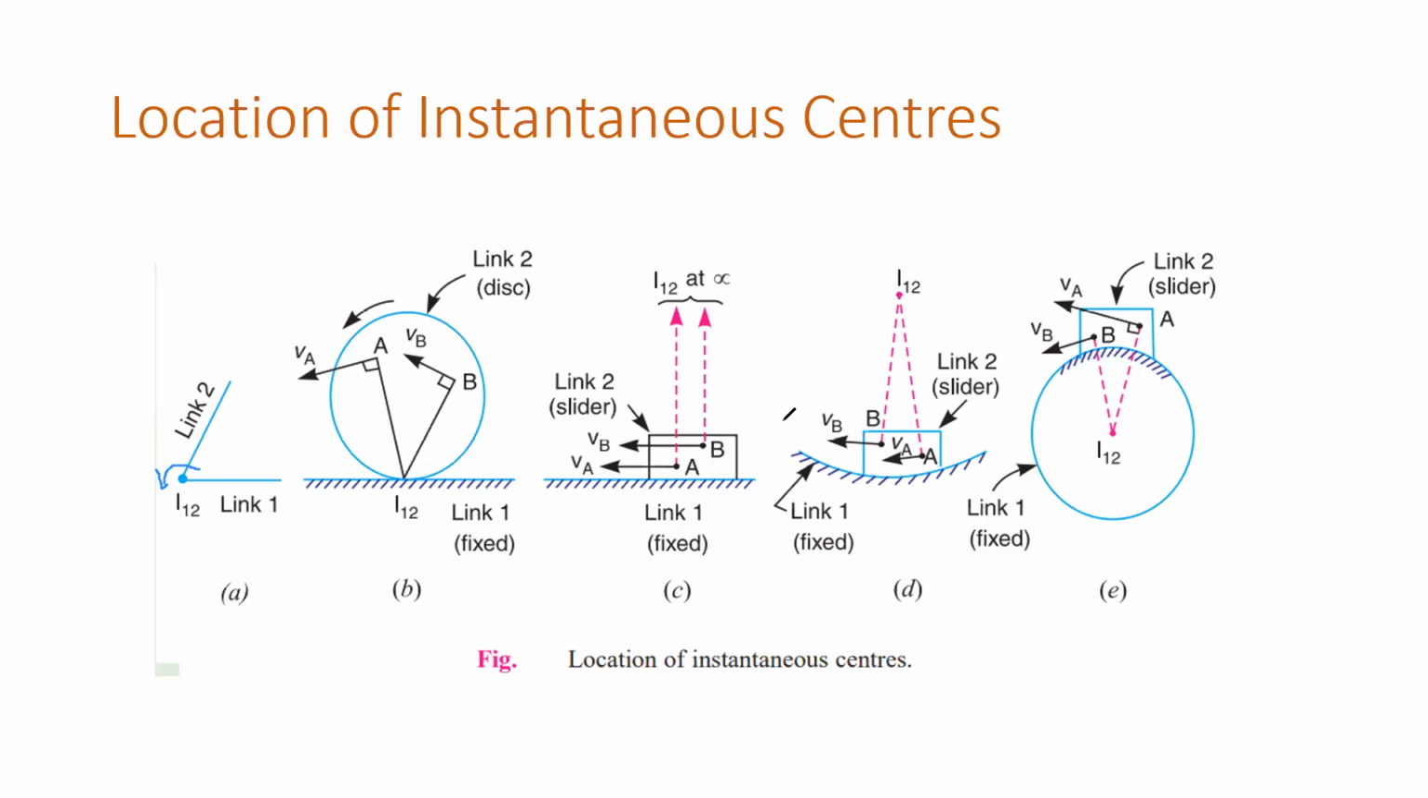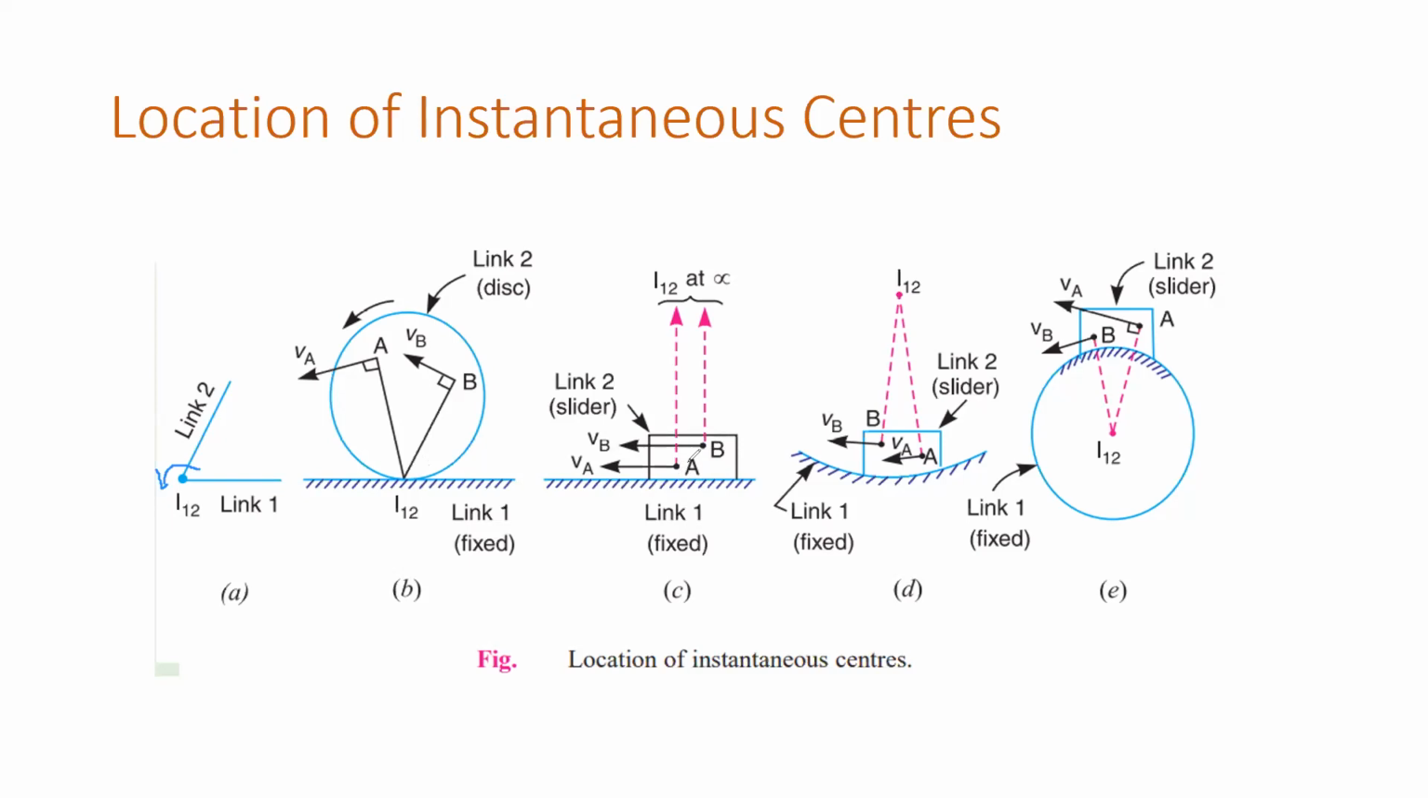Next, it is a very special case. Link 1 is a fixed surface and a block is sliding on this. First of all, you will see that it is completely linear motion. There is no rotational motion, so there will not be any ICR.